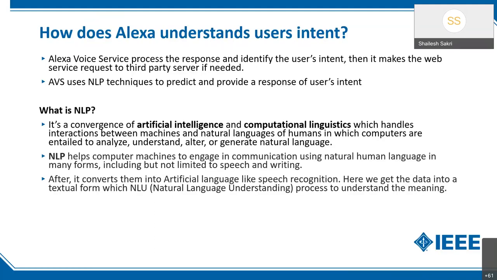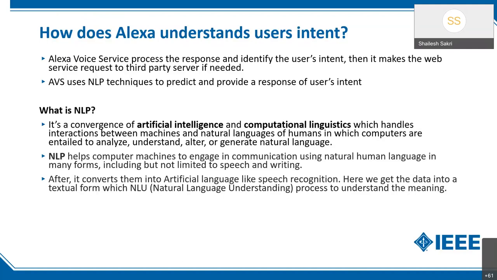AVS uses a technique called natural language processing, NLP we call it, to predict and provide a response to the user's intent. I'll briefly touch upon what NLP is. NLP is a convergence of artificial intelligence and computational linguistics, which handles the interaction between machines and the natural language of humans, in which computers are intended to analyze, understand, alter or generate natural language. NLP helps machines engage in communication using natural human language in many forms, including but not limited to speech and writing.